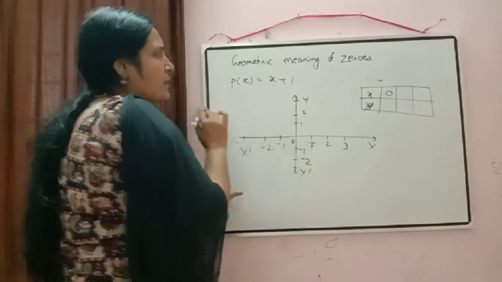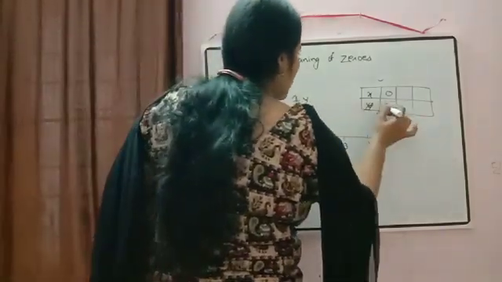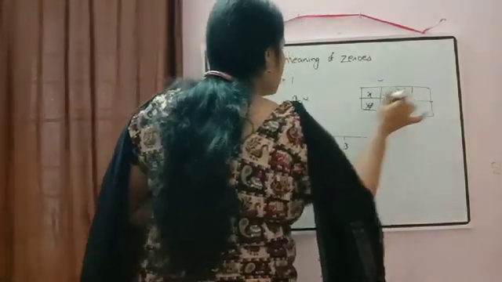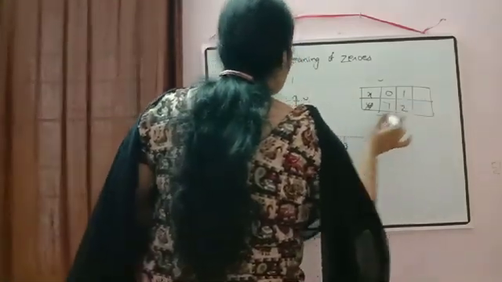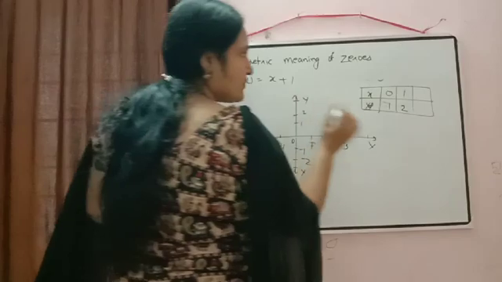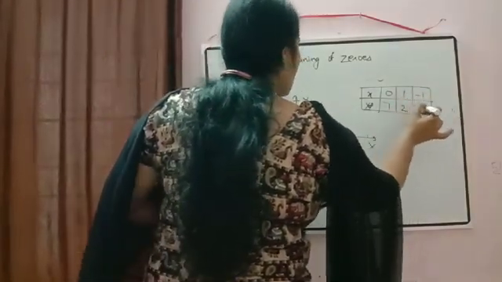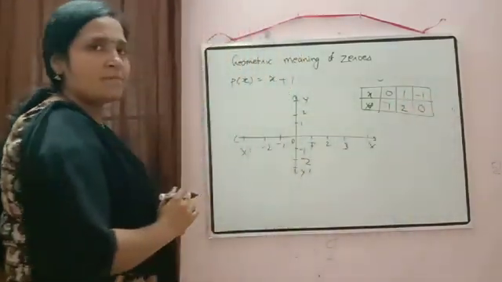Then what will be the value of P of x? That will be equal to 1. Put x is equal to 1, then P of x will be equal to 2. Put x is equal to minus 1, then what will be P of x? P of x will be equal to 0.